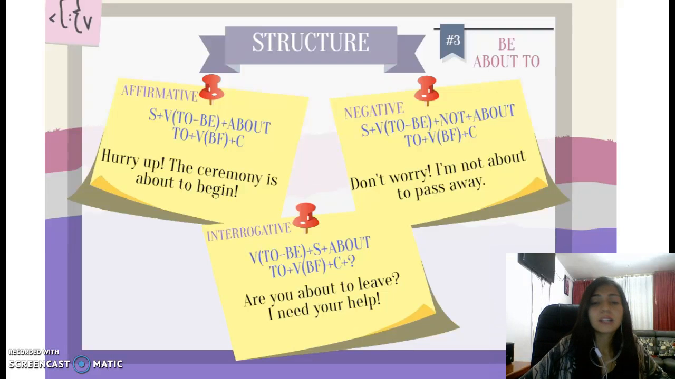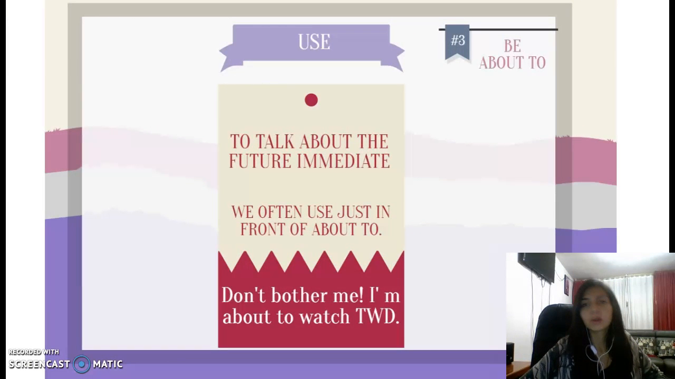And in the interrogative, we have the verb to be plus the subject plus about to plus the verb in basic form plus the complement plus the question mark. For example, are you about to leave? I need your help. So, the use of be about to.